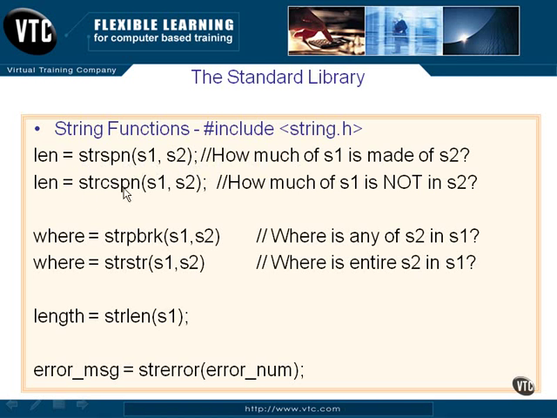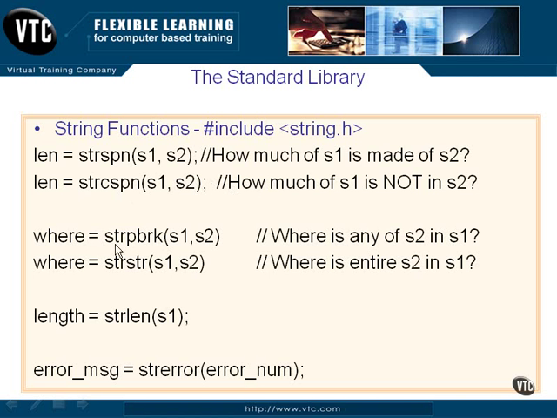String CSPN is looking for how much of S1 is not in S2. We want to know how far we get down S1 before we hit one of the characters in S2. So how much of it is not in S2?